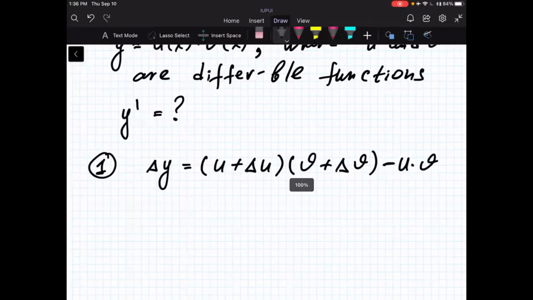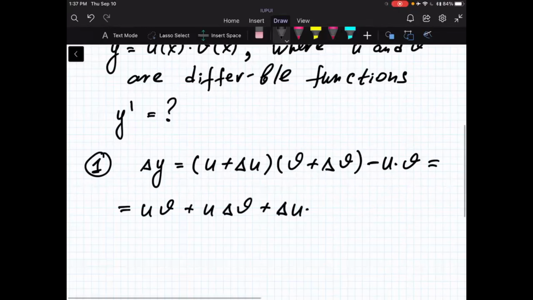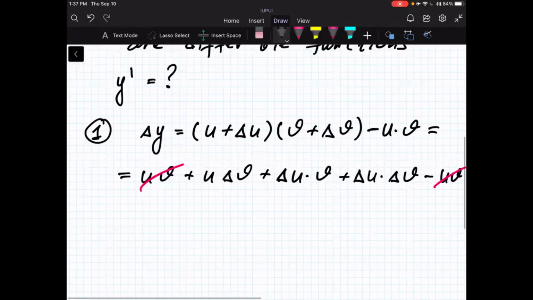So this is first step. Second step, not the second, but let's simplify it firstly. And as we discussed, usually we'll have cancellation, and that happens here as well. So let's multiply the parentheses, and I'll get u times v plus u times delta v plus delta u times v, and plus delta u times delta v, and minus uv. And indeed, there is a cancellation of u times v.